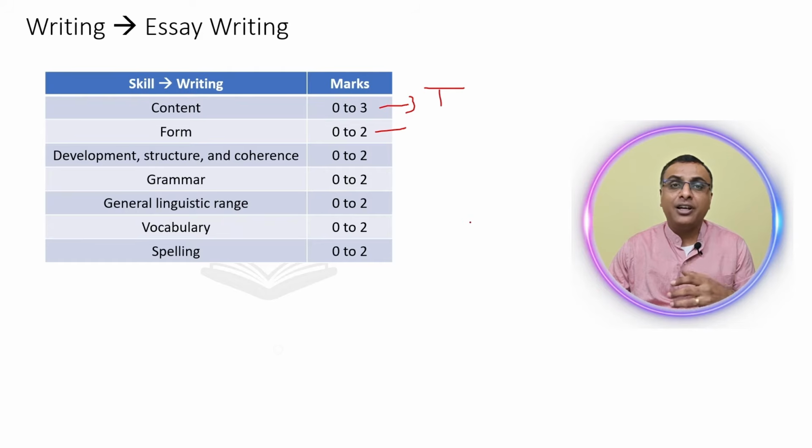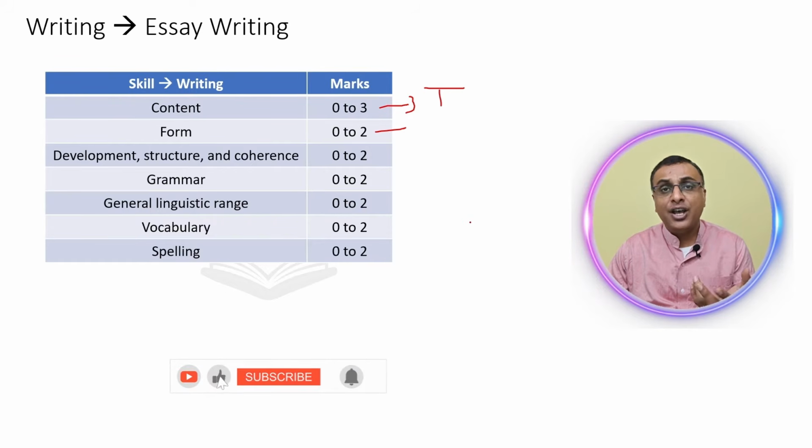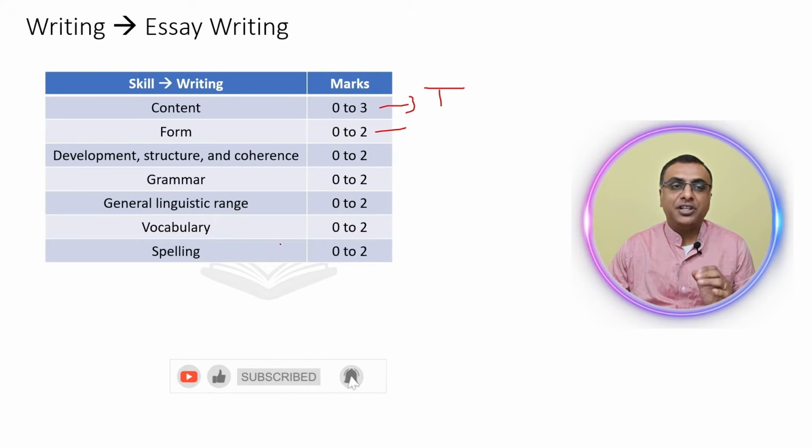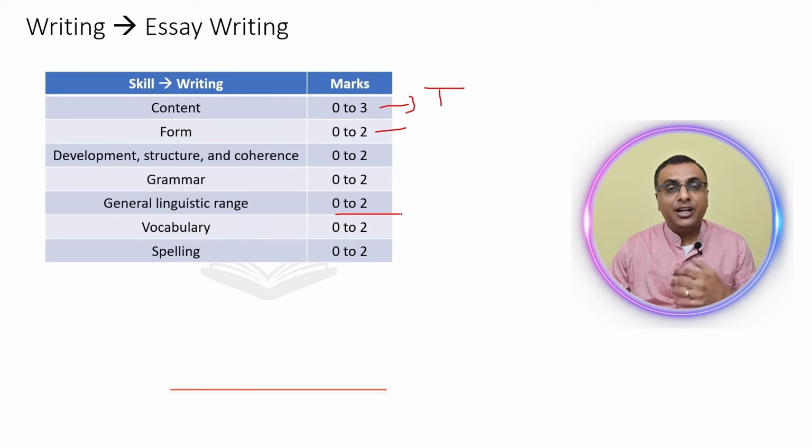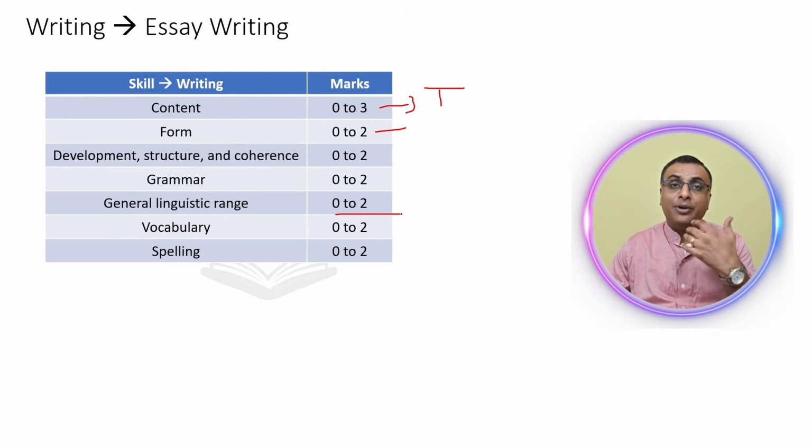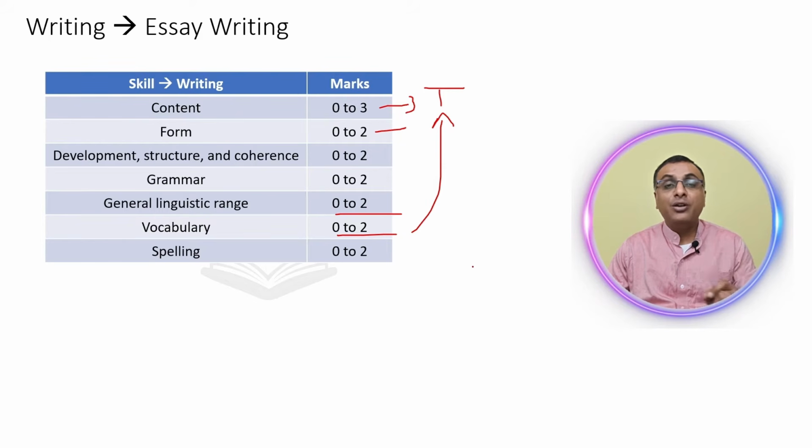Next, coming to grammar. PTE will assess whether you are constructing grammatically correct sentences with proper punctuations. General linguistic range. It means whether you are using a complex sentence, a compound sentence, or a complex compound sentence. It depends on the type of sentences that you write as a response. Next, coming to vocabulary. PTE will check whether the words that you are using convey the right meaning given about the topic itself. That is what PTE is estimating about vocabulary.